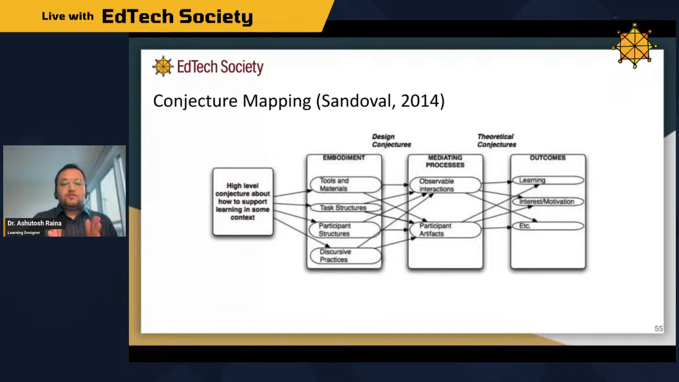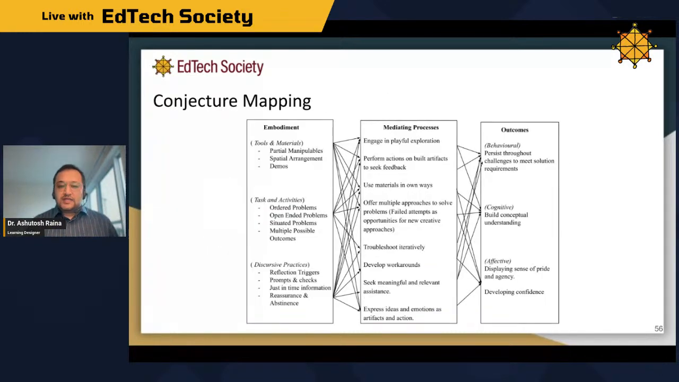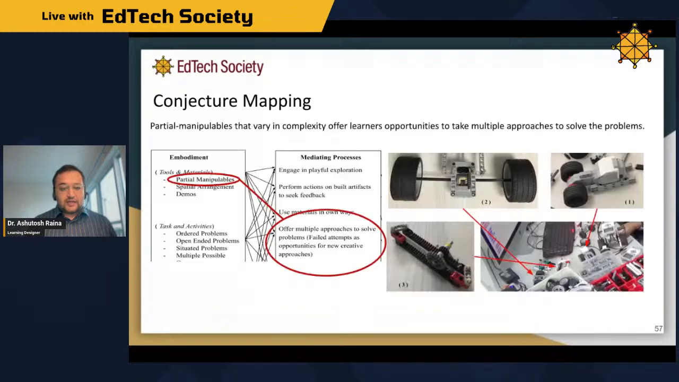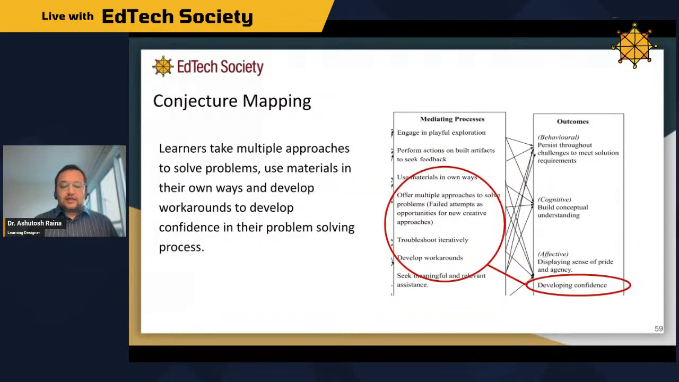So what we do is we create conjectures on how the features you have aid certain processes, and then we also create conjectures on how these processes come together and define the outcome. Then we try to find evidence for it. I'll give you an example. This is a conjecture map of Tinkery. I talked about partial manipulables, right? We had the conjecture that partial manipulables offer multiple approaches to solve a given problem. That would be an example of a design conjecture.